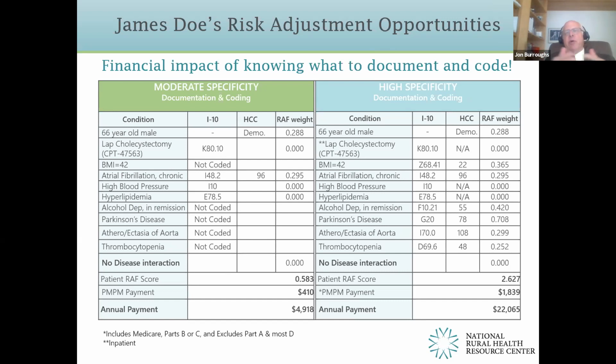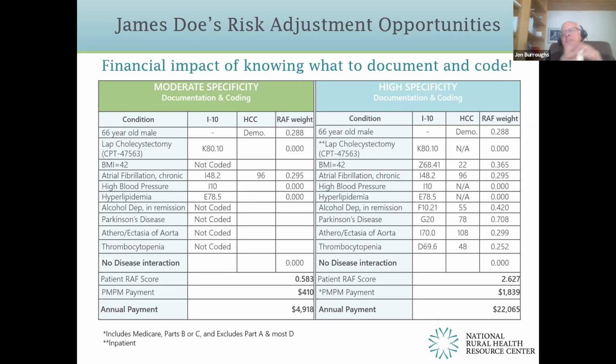And by the way, just so you understand, a RAF of 1, a risk-adjusted factor of 1, equals in 2021 $9,400 of reimbursement. So every fraction thereof is a fraction of $9,400. So the total RAF score would be 0.583, which means for this visit, you're going to get paid $4,918. Or if you're in a capitated contract, you're going to get paid $410 per member per month payment.